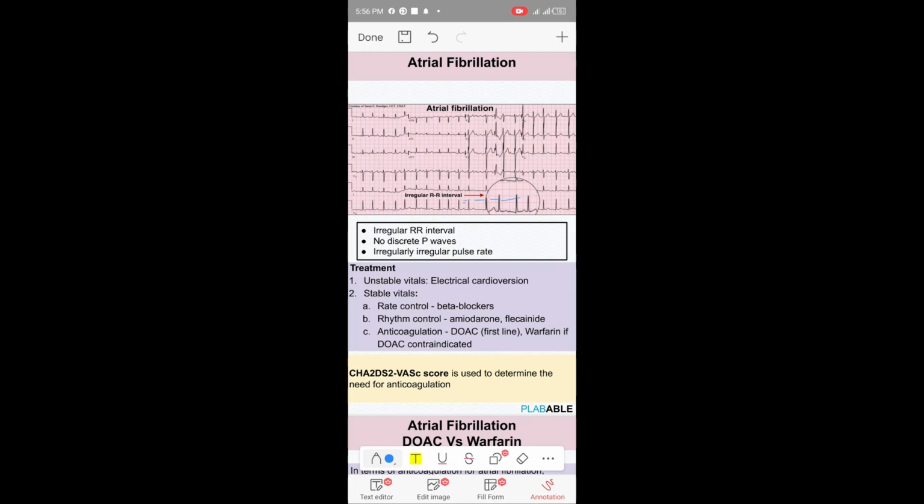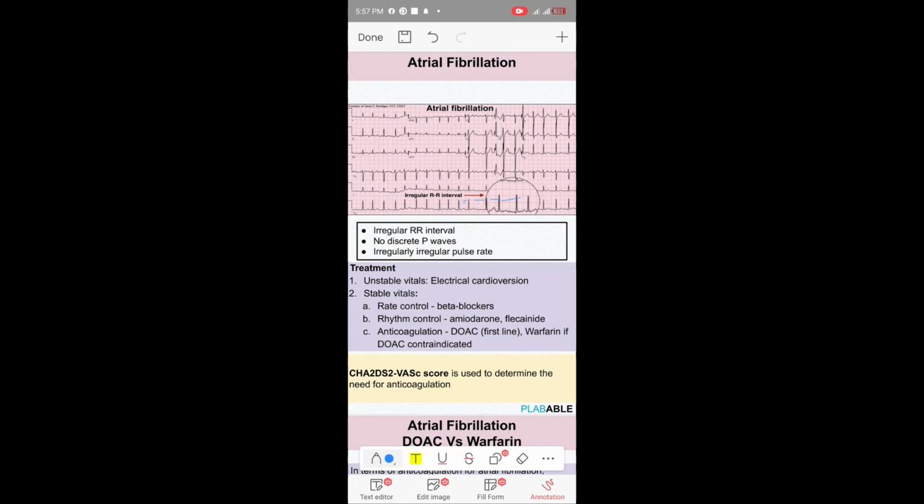For any of the tachyarrhythmias, if it is unstable, meaning the patient is hemodynamically unstable, you need to cardiovert the patient. The difference between cardioversion and defibrillation is that for ventricular fibrillation and pulseless VT, we use the term defibrillation, while for the others we use cardioversion, because AFib is a rhythm. So you need to cardiovert this rhythm into the normal one. In ventricular fibrillation, there's no rhythm, so you need to defibrillate the patient.